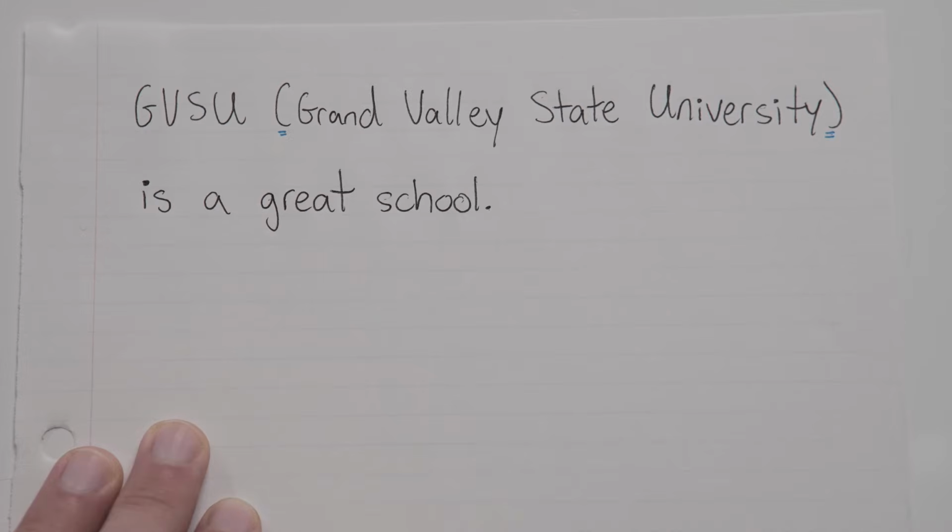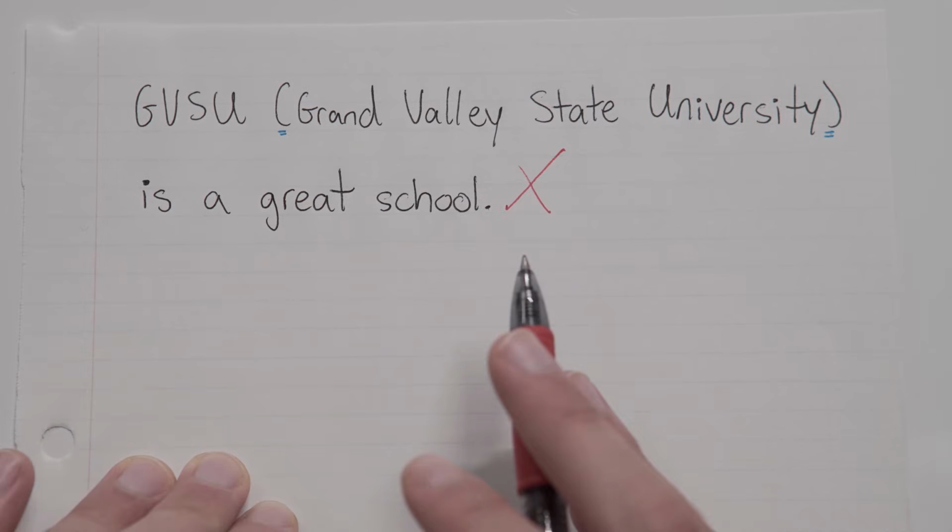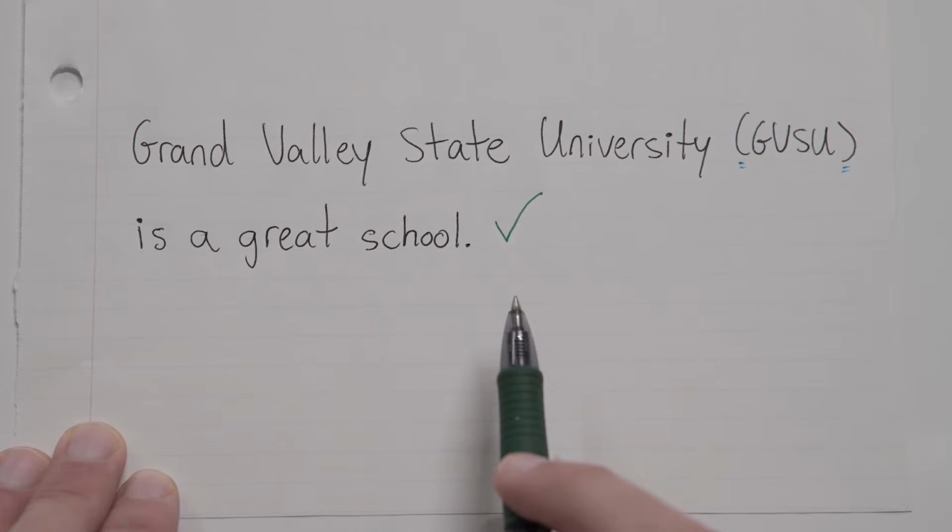Next one. GVSU (Grand Valley State University) is a great school. Okay, so look at the information in parentheses. What do you think? Is it extra? Is that stuff we don't really need? No, right? That's not extra, that's the main information. GVSU, the acronym, is what should be in parentheses. This is how the sentence should look.